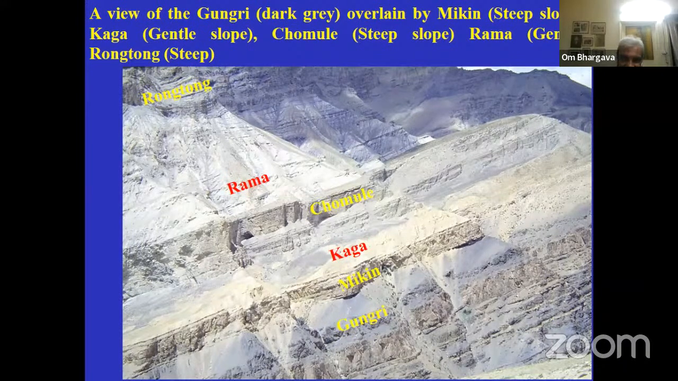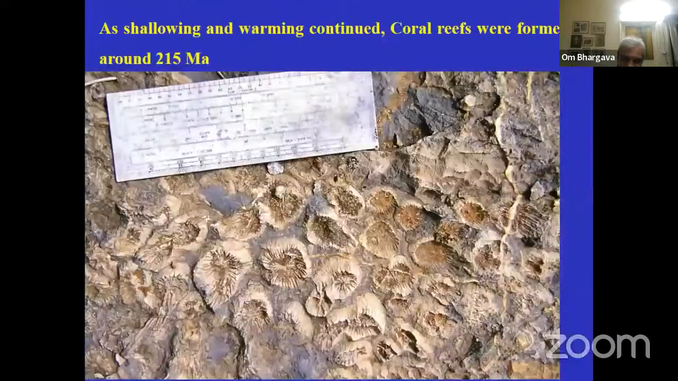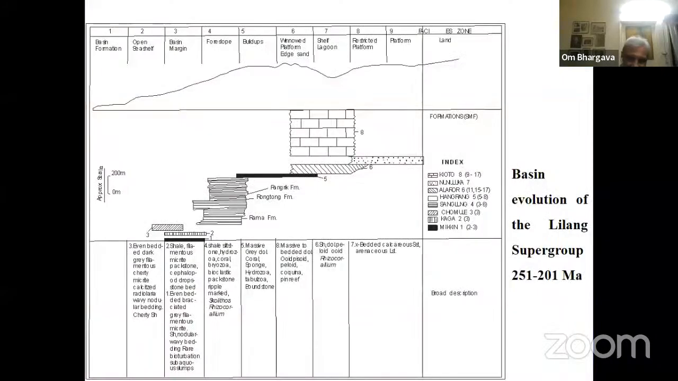This is a view of a coral reef. You can see the robust corals, Chaetosmilia. And this is how the sedimentation begins in the Triassic, in a very shallow part. Then by the time you come to the Carnian, which is close to the open sea, that is the only time when the open sea was available. This is because in this part, we start getting radiolaria.